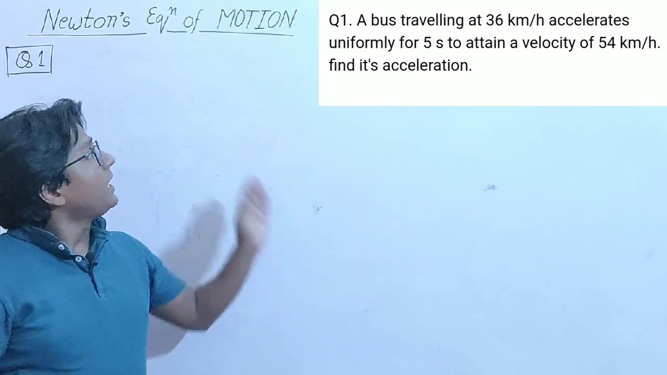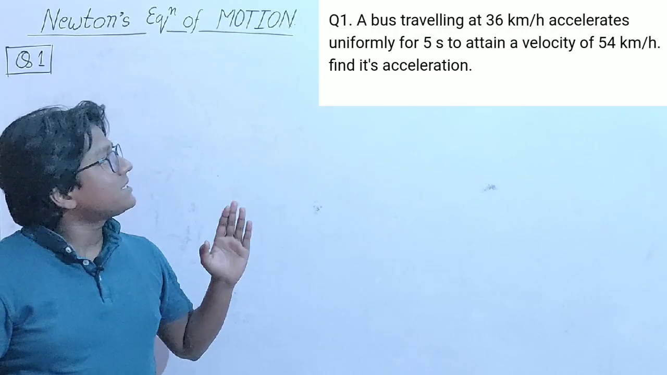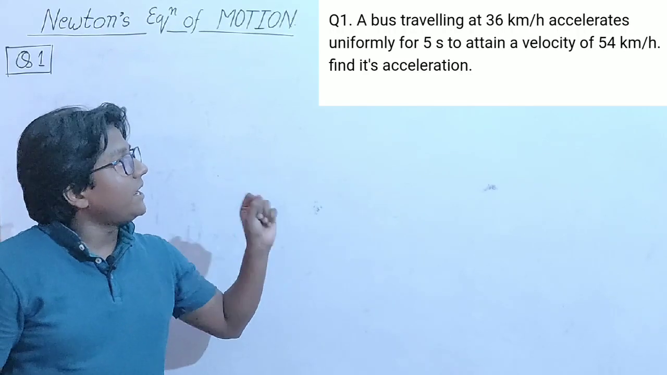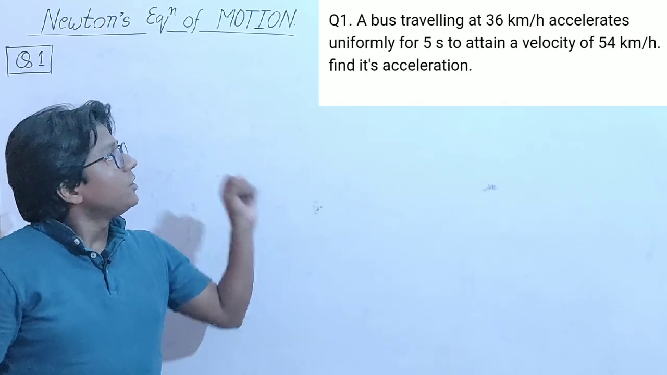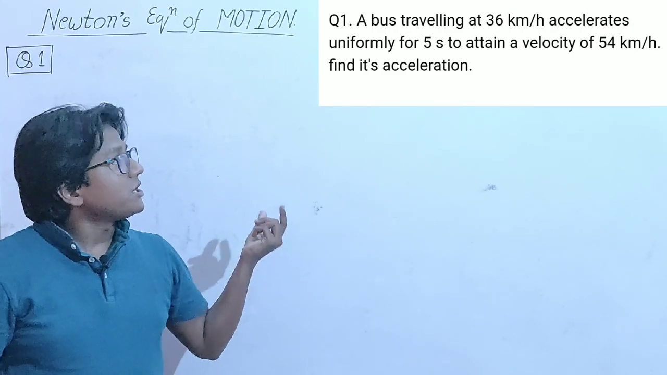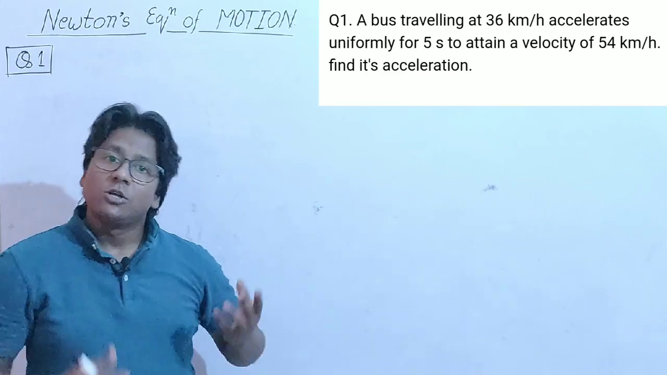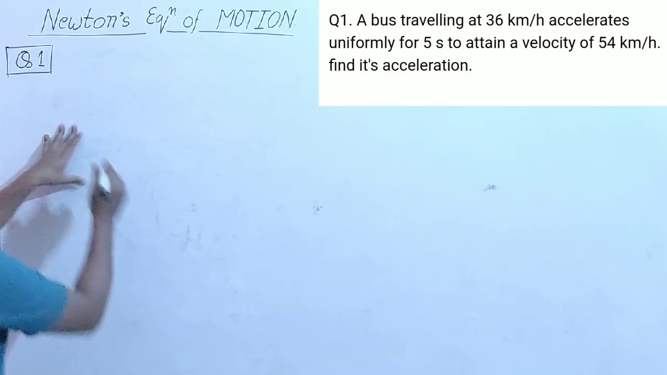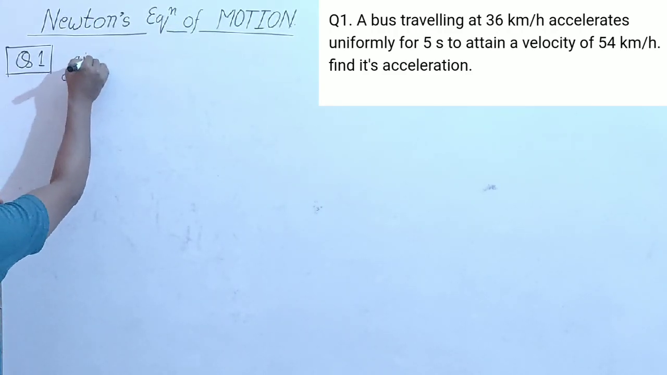So first question, you can see here: a bus traveling with 36 km per hour accelerates uniformly for 5 seconds to obtain a velocity of 54 km per hour. The question is to find its acceleration.